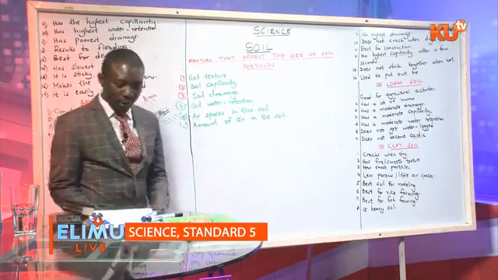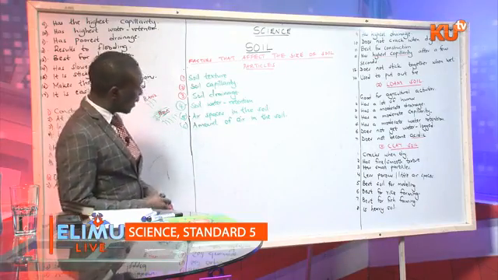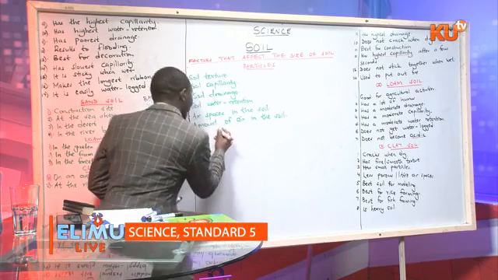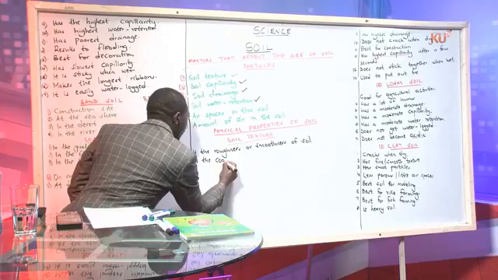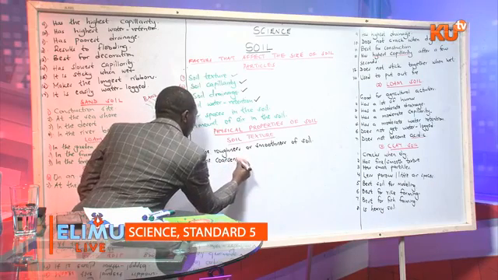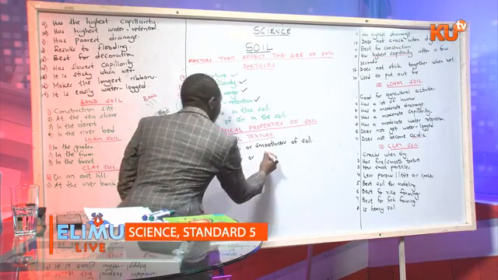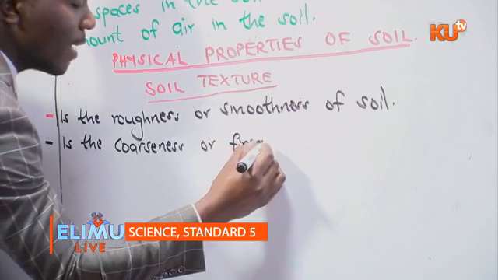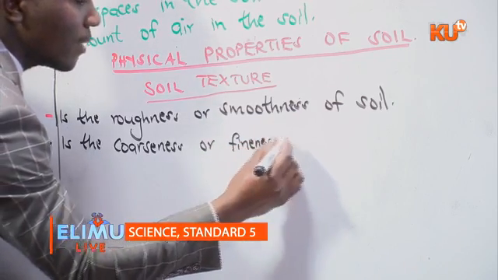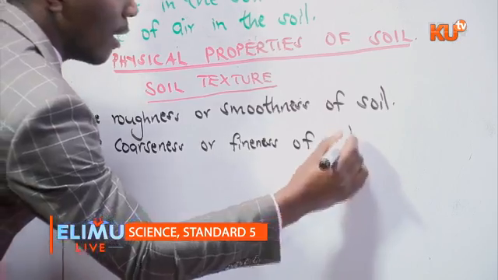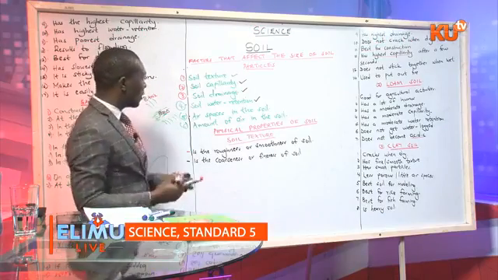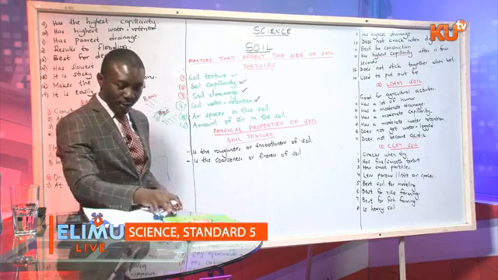I think I'm now clear on that. Now let us look at the aspects of this soil, or the physical properties of soil in standard 5. Coarseness, or the opposite of smooth, they use the word fineness, of soil. How fine the soil is and how coarse the soil is. That is now what we call soil texture.